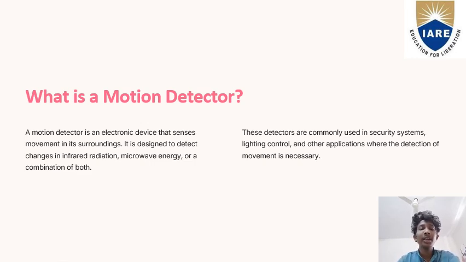There are different types of motion detectors. One, passive infrared, PIR, detects heat and motion. Second is ultrasonic, which uses high frequency sound waves to detect movement. Third is microwave, which uses microwave radiation to detect motion. Fourth is dual technology, which combines two or more detection methods to improve accuracy. Let's move on to the next slide.